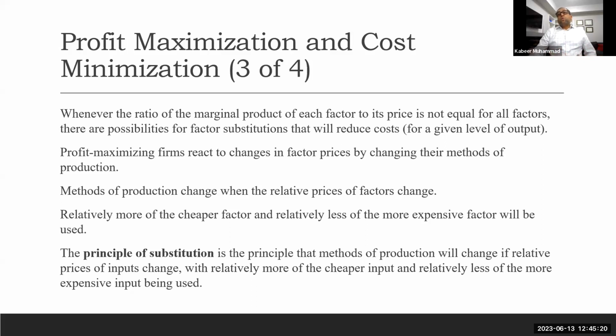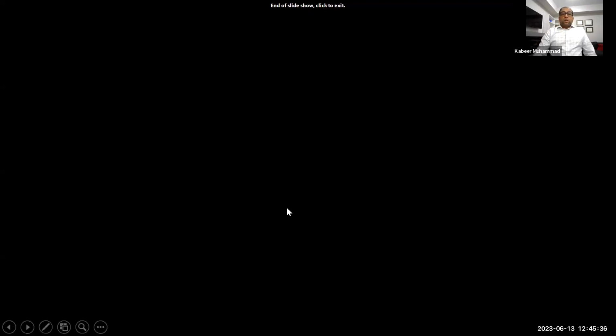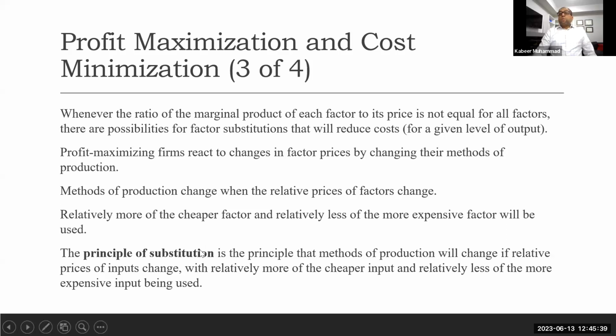On the other hand, if you go to a country where the population size is very large, most of the things they are doing there are manual or done through human labor. That's the difference that we can see, where the combination becomes more profitable or less costly. This is what we call the law of substitution, or the principle of substitution: the principle that methods of production will change if the relative prices of inputs change, with relatively more of the cheaper inputs and relatively less of the more expensive inputs being used.